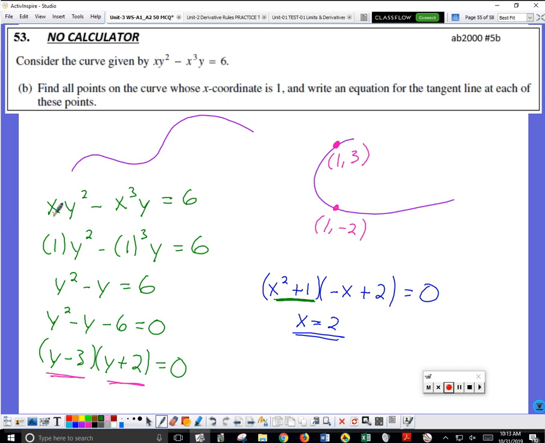Next thing. It says write an equation for the line tangent at each of these points. Here's what we mean by that statement. Here's a point, 1, 3. At that point, you can create a line. The line is known as the line tangent. This line has an equation. You'll need to memorize the equation. Any line can be written in this form.